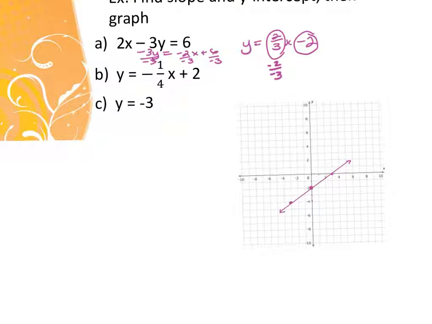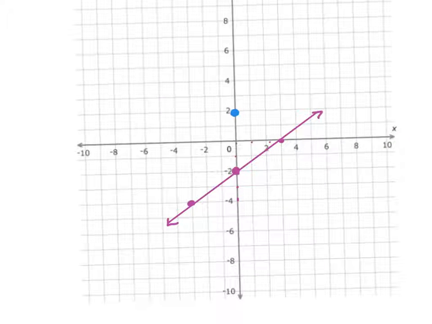Okay, so now B is already in slope-intercept form. I go to positive 1 because that's my y-intercept. And then negative 1/4 means I can either do negative 1 over positive 4 or positive 1 over negative 4. It doesn't matter which one you keep it with, as long as you don't make both of them negative. So let's say I go down 1 and to the right 4. I'd be on the same line if I went up 1 and to the left 4.